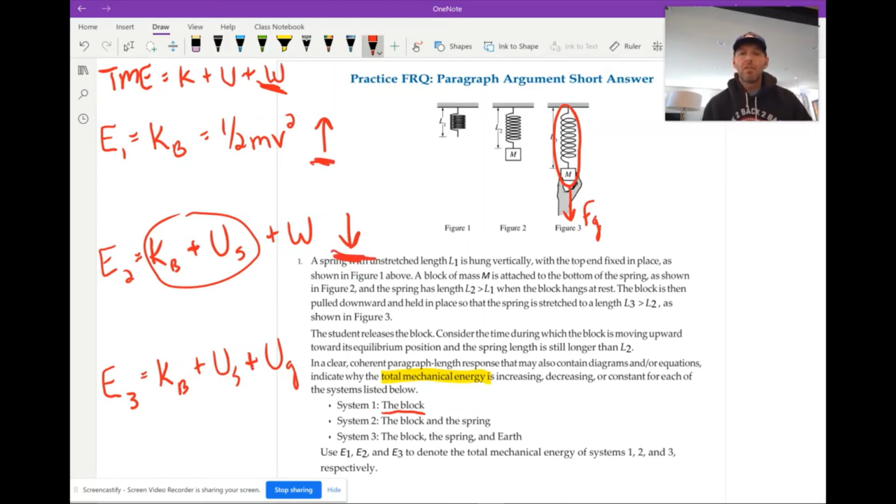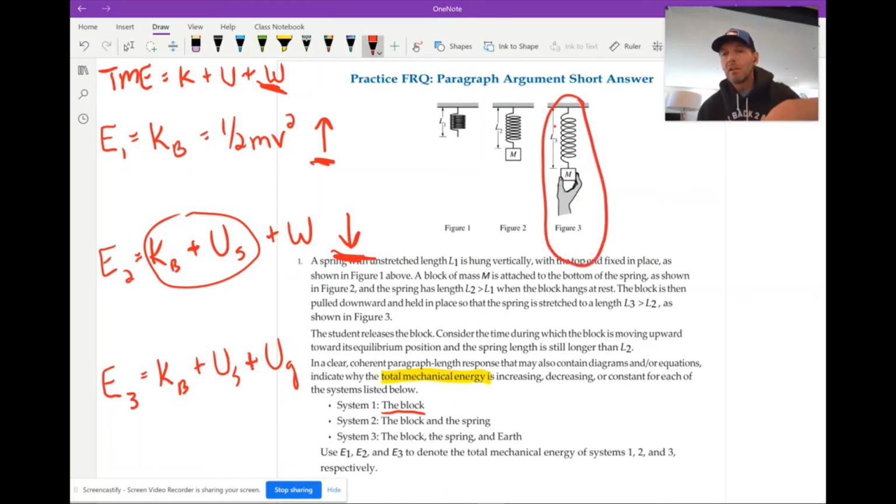What about the third example? Remember, the hand's not included in this because we've already let go of it. So we have the Earth, we have the block, and we have the spring. So that encompasses all of these energies. There is no outside force on the system then, right? Everything else is an internal force. So with no outside forces, it's going to be constant. No work is being done on the system. So the energy is constant in the third system.